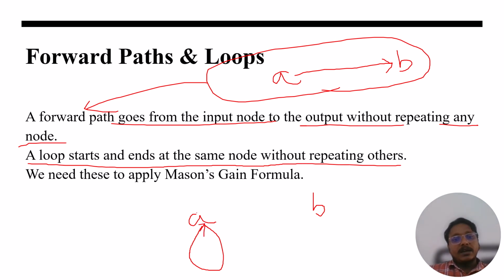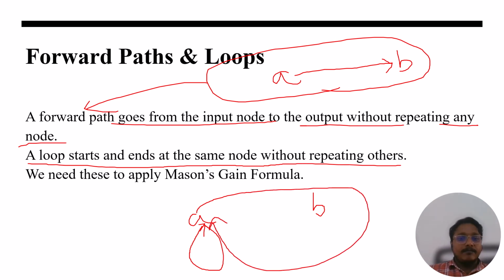Or if we start at A and then it comes back this way, then it is the same. In between, B or C may be there, and it can still come back to the same place. This is where we need to apply the Mason-Gain formula. What is the Mason-Gain formula? We will see now.